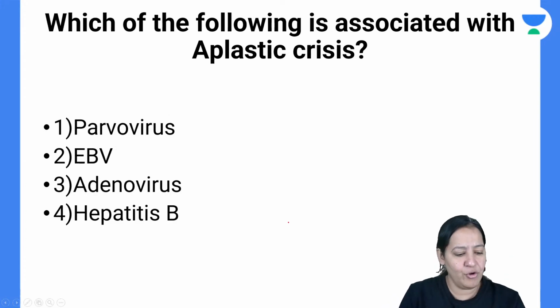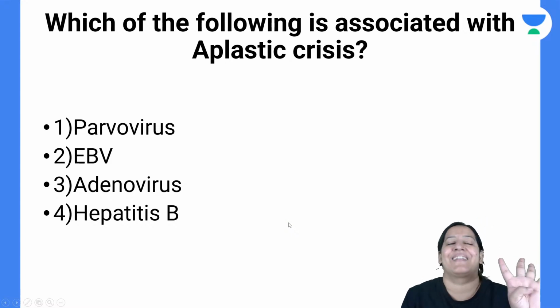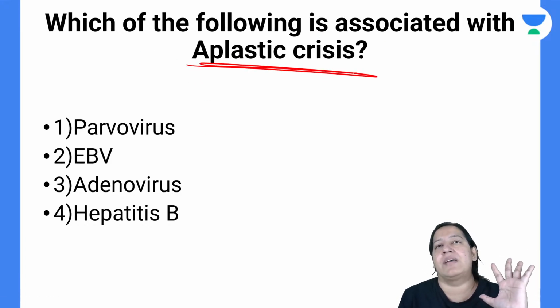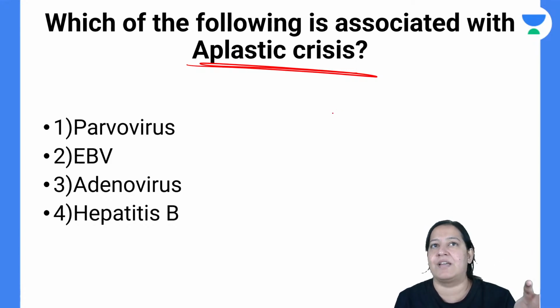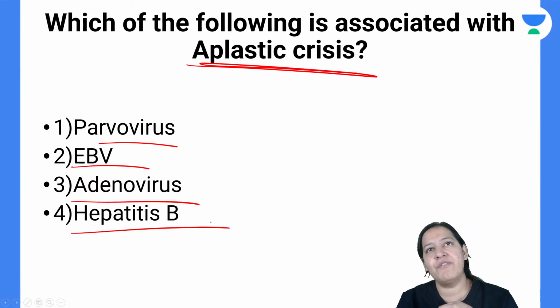Next question in front of you. Please read. Everyone read this question and tell me what is the correct answer. It is a very easy question. Which of the following is associated with aplastic crisis? Again, the question is based on previous year virology. Parvovirus, Epstein-Barr virus, adenovirus, or hepatitis B virus. Which of the following viruses is associated with aplastic crisis?